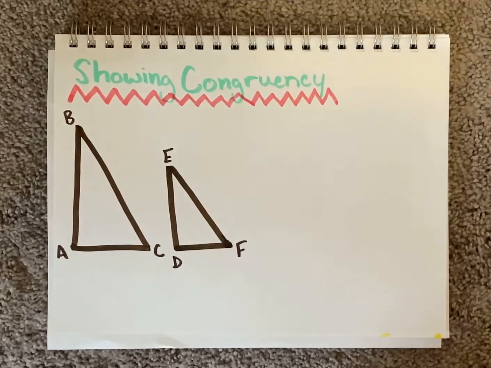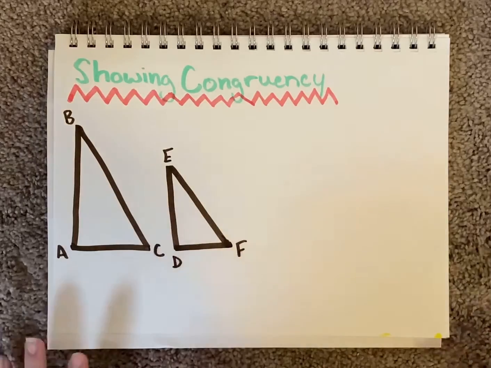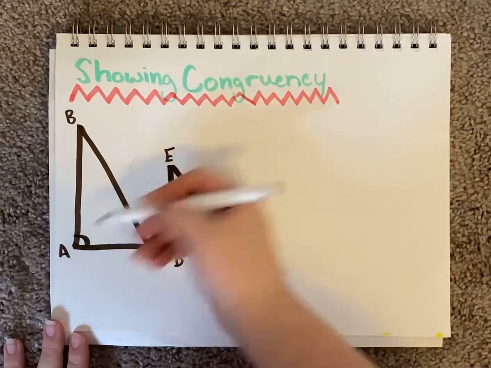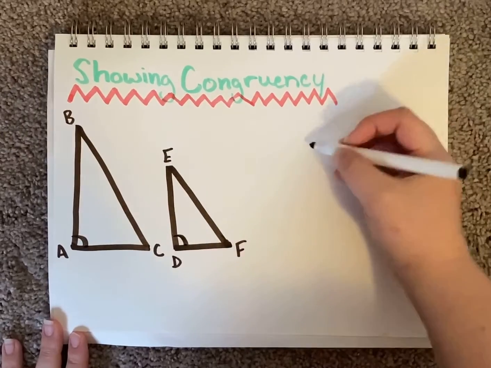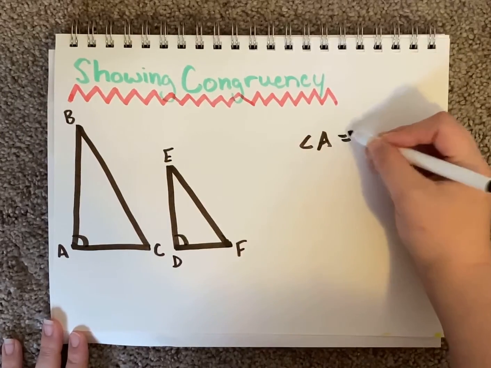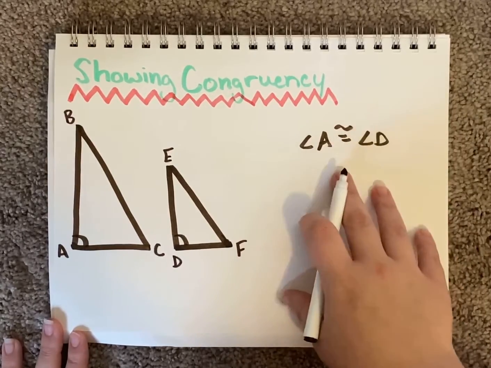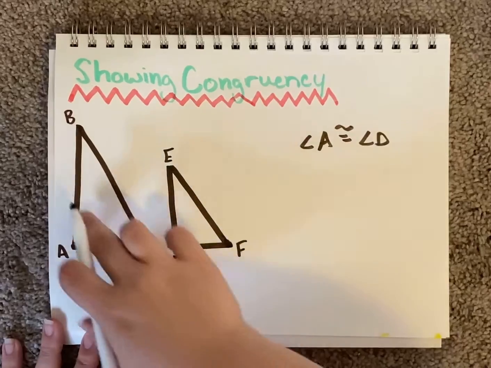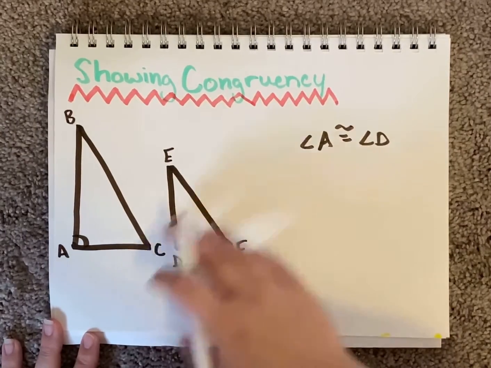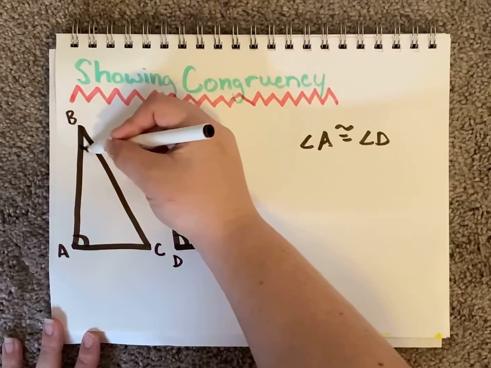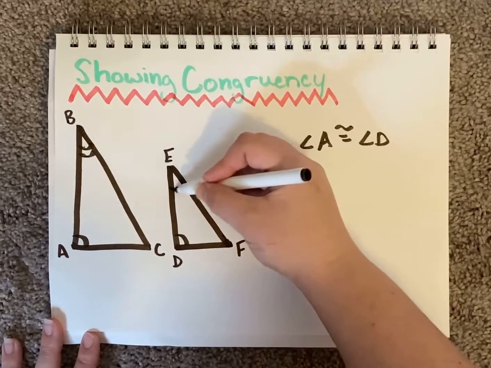Now we have these two triangles to show you how we can use the equal sides and angles to show congruency. If we have three of the same angles, we would say that angle A would be congruent to angle D. Now to say that these are similar triangles, all three angles would have to be the same. So if angle A equals angle D, that would mean that angle B would be equal to angle E.